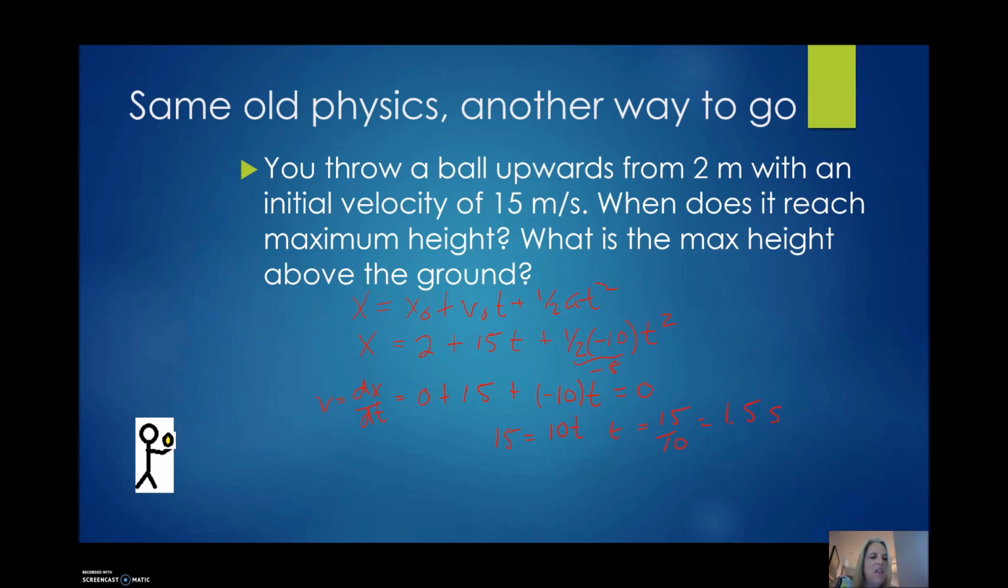So, yeah, we could have done that using our normal equations, but that's another way to look at this. And then what's our maximum height? Well, we can just plug this back in up here, and we can say that that's equal to 2 plus 15 times 1.5 minus 5 times 1.5 squared. And so if we do that math, we're going to get 13.25 meters. So using calculus is just another tool we have in our toolbox for physics.